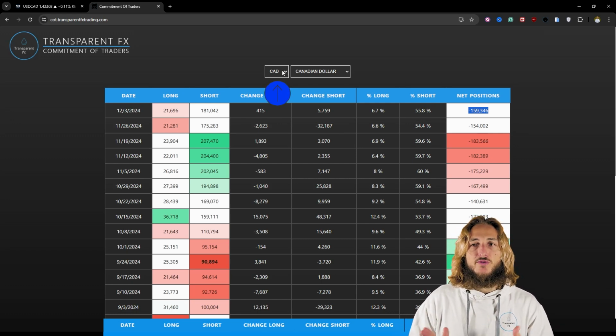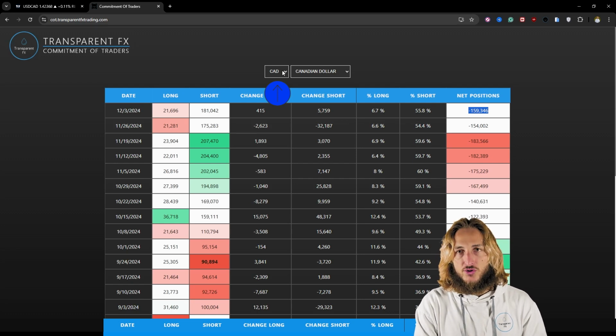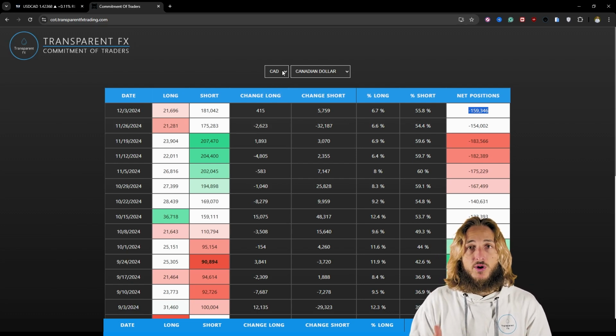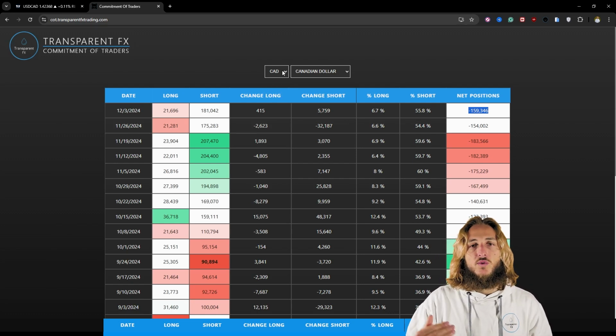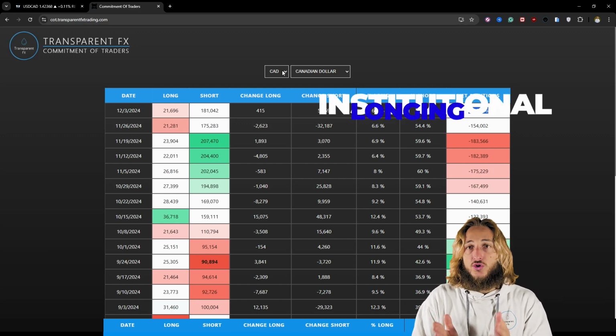Now, if institutions move to the bearish side for the CAD, this makes USDCAD stronger, because all currencies on the spot are traded against the USD. So institutions that are shorting the CAD are actually longing USDCAD.